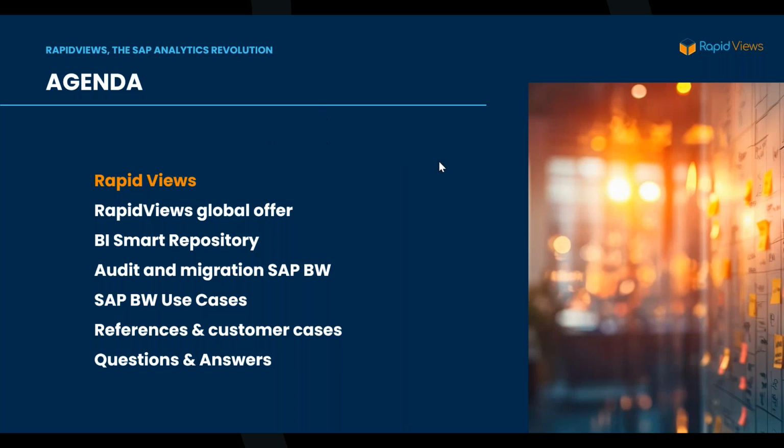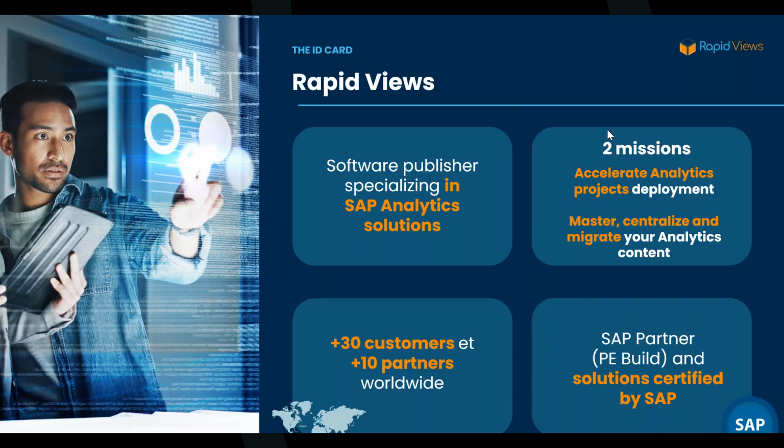So to start, who is RapidViews? We are a software publisher focused on SAP Analytics solutions. Actually, we have two missions: accelerate analytics project deployments thanks to Business Content, our first product, and master, centralize, and migrate analytics content thanks to BI Smart Repository, our second solution. We have 30 customers and 10 partners worldwide, and we are an SAP PartnerEdge Build partner. We are, of course, certified by SAP.